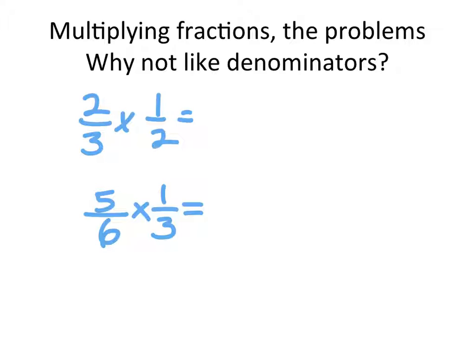When we learn the rules for multiplication in math, we learn top times top and bottom times bottom. 2 times 1 is 2, 3 times 2 is 6. In this problem, 5 times 1 is 5, 6 times 3 is 18. Why does that work? We're taking 2/3 times 1/2. So we're taking 2/3 1/2 times. That means that we're cutting each piece in half. So instead of having 3 pieces, we now have 6 pieces. That's why the multiplication process works.